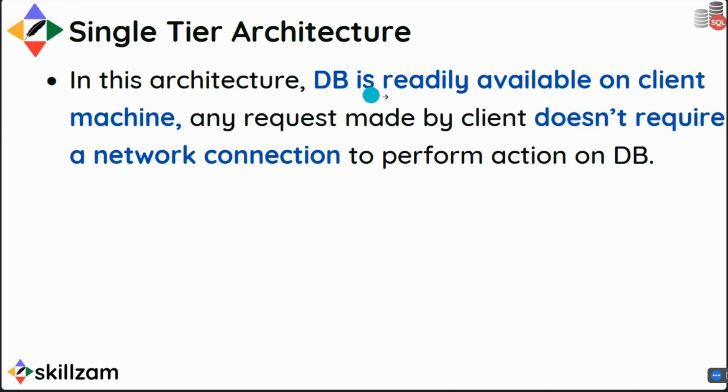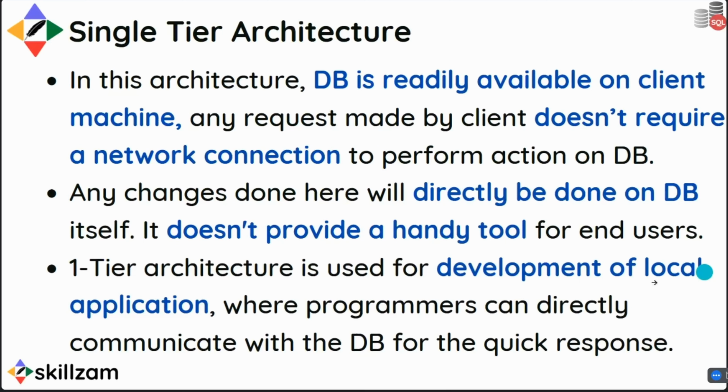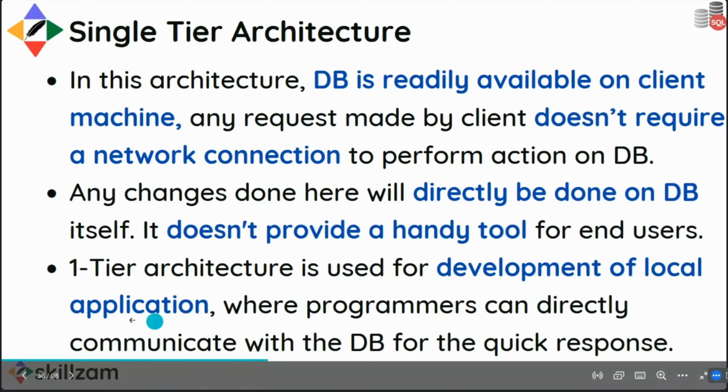All right. So the database is readily available on the client machine. Any request made by the client doesn't require a network connection because you have the database installed on the same machine itself. So you are working locally. Whenever you work locally on your database, that is a single tier architecture. All right. So any changes done here will directly be done on the database. It doesn't provide a handy tool for the users. Obviously, it is for the development of local applications.